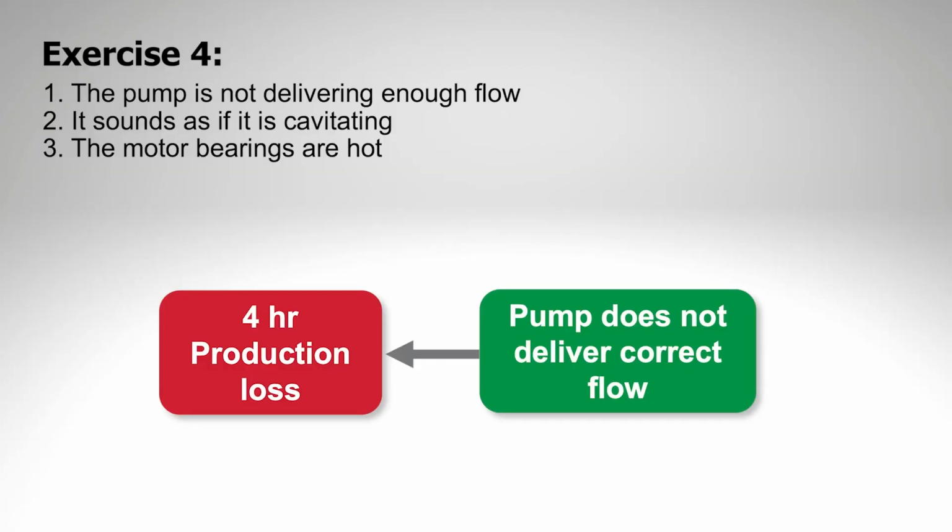As you see here in the slide, you have a trigger. A trigger for us is typically the reason why we're doing the root cause. In this case, it's a 4-hour production loss. The next box is a problem statement. We talked about common issues with that in video 1 and 2.